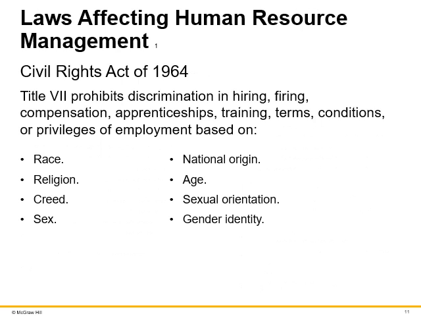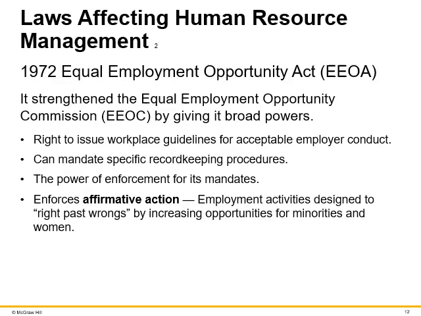The Civil Rights Act of 1964 was a significant piece of legislation and directly brought the federal government into human resource management. Title VII prohibits discrimination in hiring, firing, compensation, apprenticeships, training, terms, conditions, or privileges of employment based on race, religion, creed, sex, national origin, age, sexual discrimination, and gender identity.